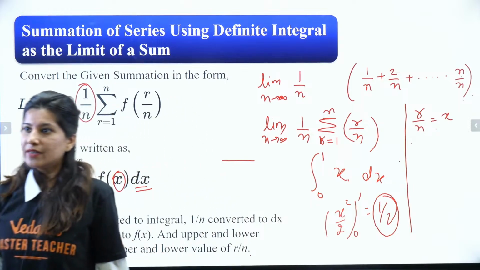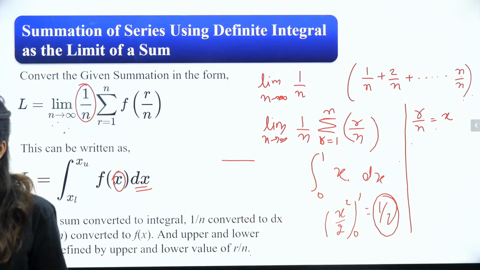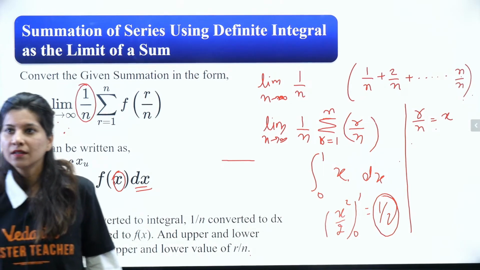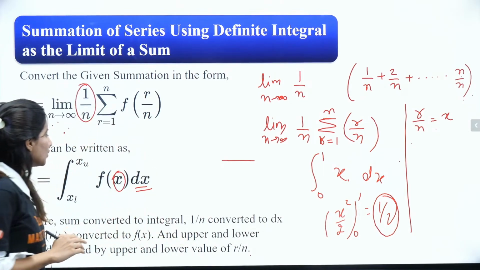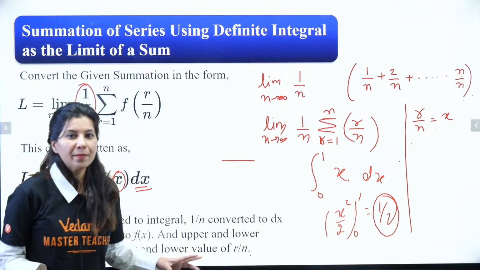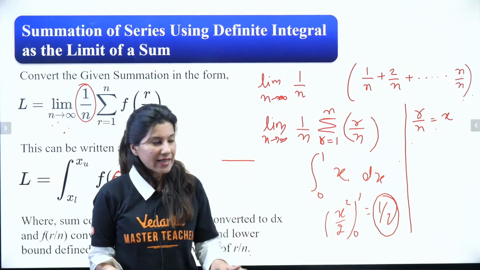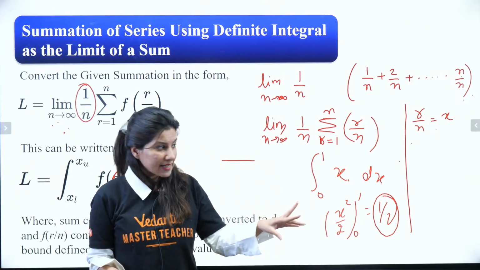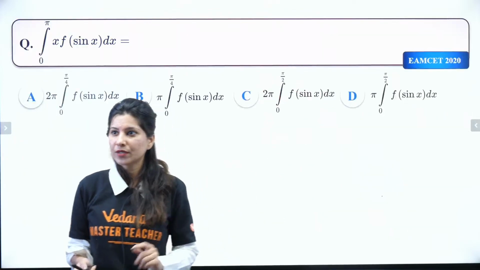Okay. Clear? So that's how you solve it. You just have to remember that r by n will get replaced by x, 1 by n will be replaced by dx, and how to calculate the limit is very important.